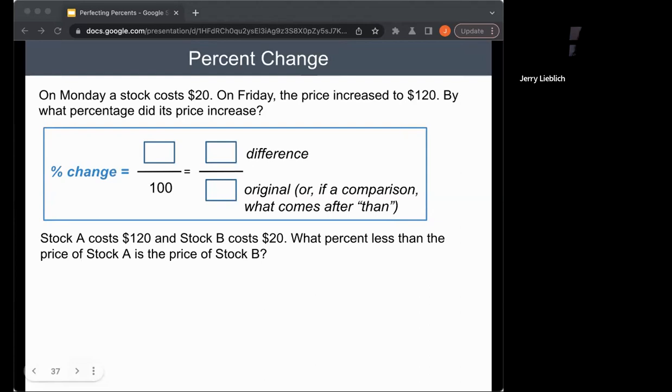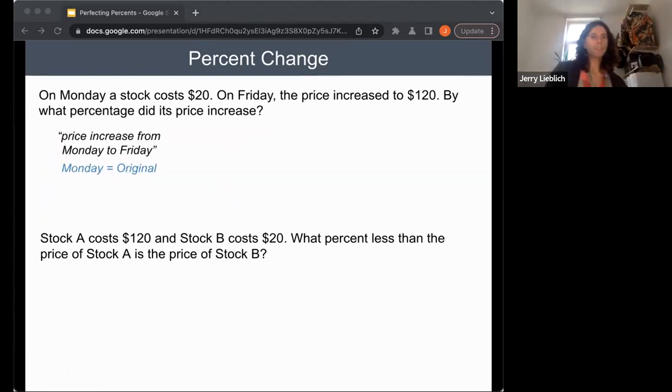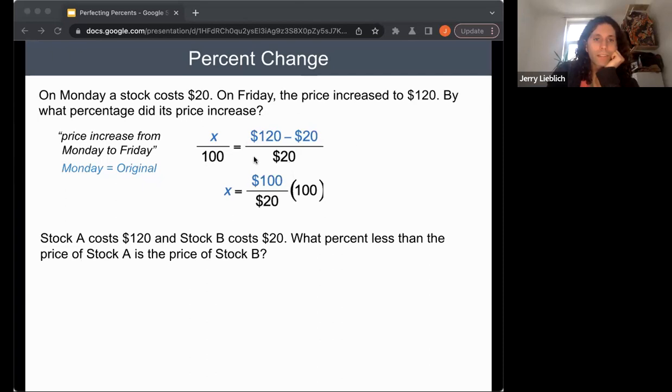Okay, so let's work this out. For this first one, we see we're going from Monday to Friday. So Monday is going to be our original. And we have our change over 100. Percent change over 100 is the difference, Friday minus Monday, over the original Monday, times 100%, gives us 500%.